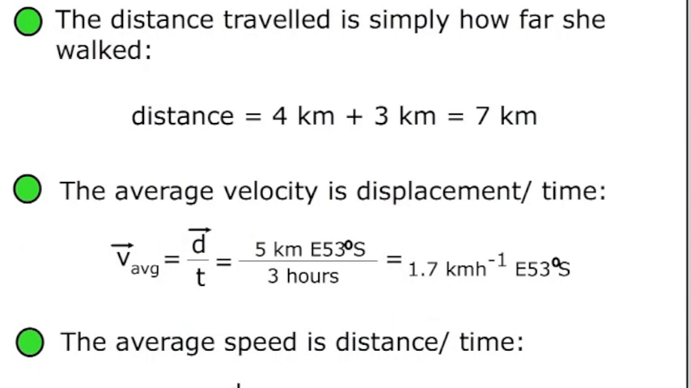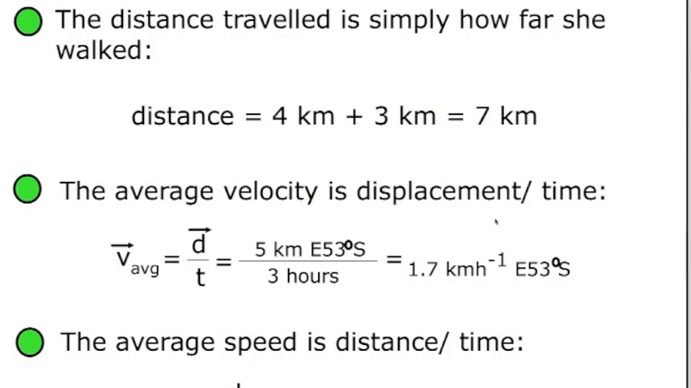This distance is completely different than displacement in this case. The distance is where she actually walked. She didn't go along the hypotenuse of that triangle. She went 4 and then 3. She did the components. Okay.